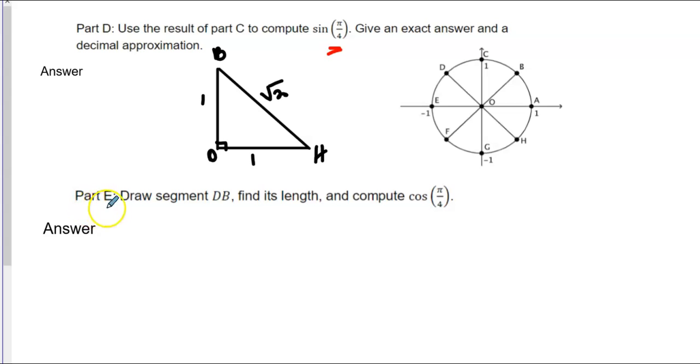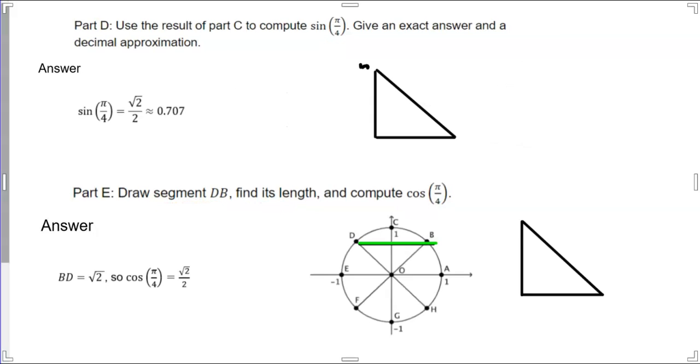And then also part E, draw a segment BD, right? Find its length and compute cosine of pi on 4. Pause the video, try out this, and let's meet to discuss your answer.